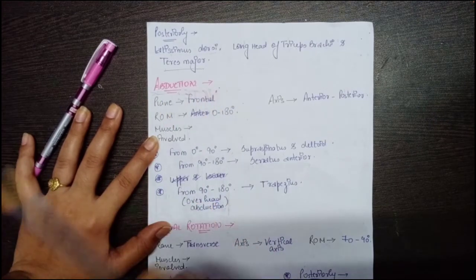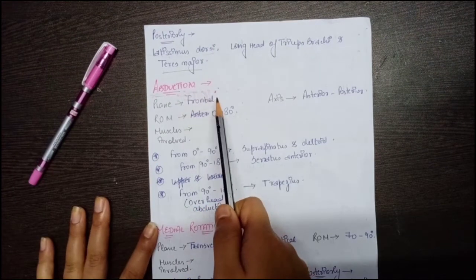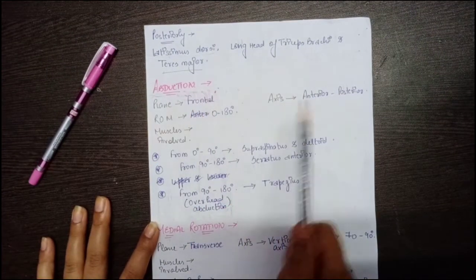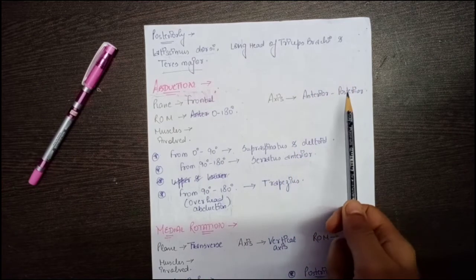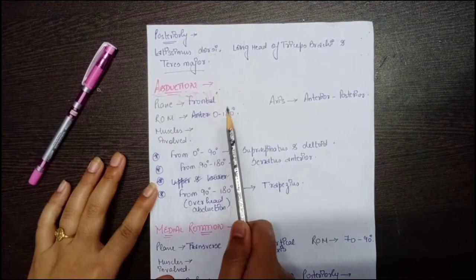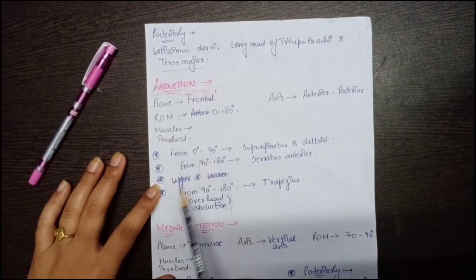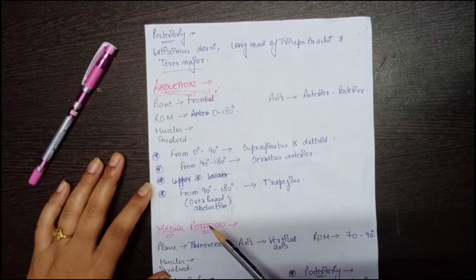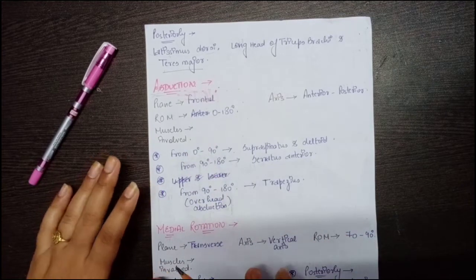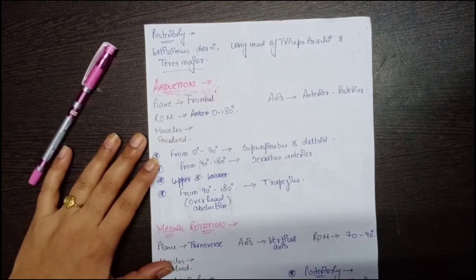Now, talking about abduction, I already defined it. Plane would be the same and axis also would be the same as adduction, that is the frontal plane, the anterior posterior axis, and the range of motion would be 0 degree to 180 degree. Now, when you talk about the muscles involved in abduction, you would have three paired regions of motion in which different muscles would be acting.